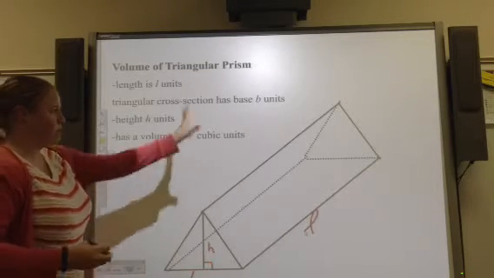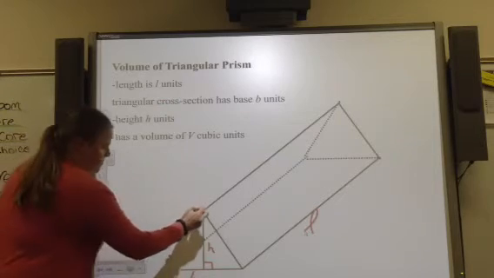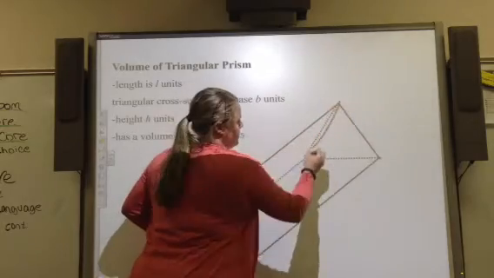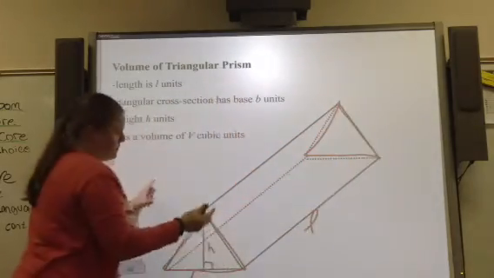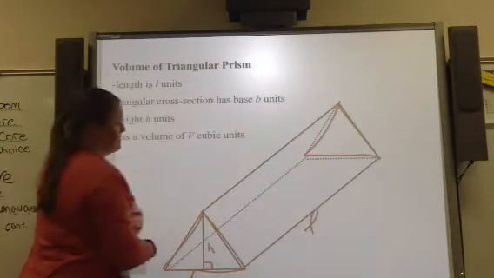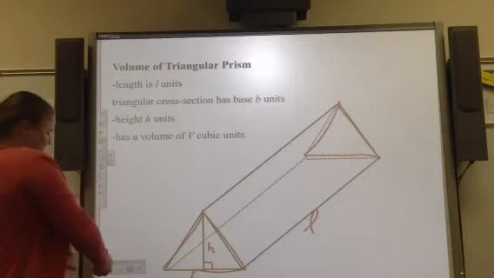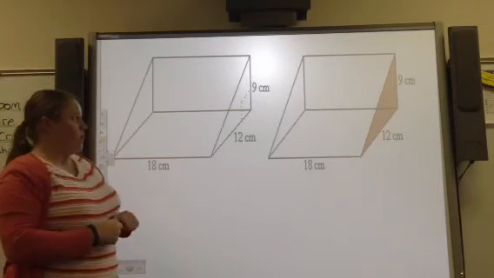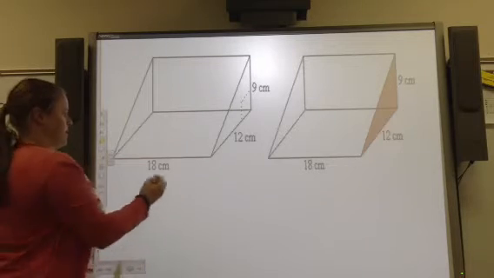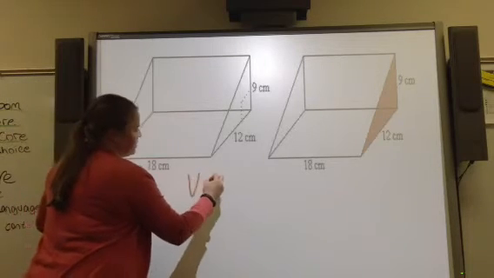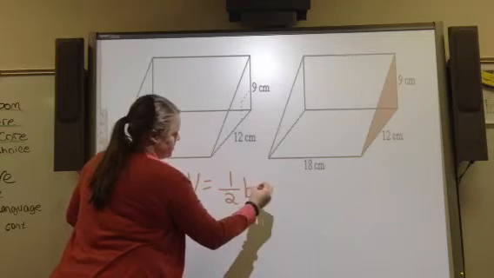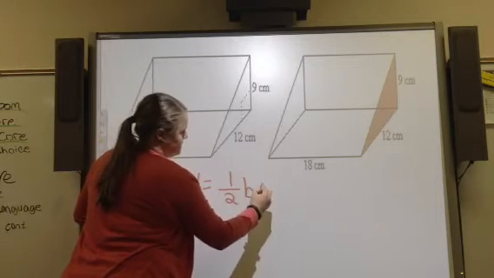Okay, so we have our triangular prism, and we know it's a triangular prism because we have our bases that are triangles. And then we have the polygons in between. So to find the volume of a triangular prism, volume equals 1/2 base times height.